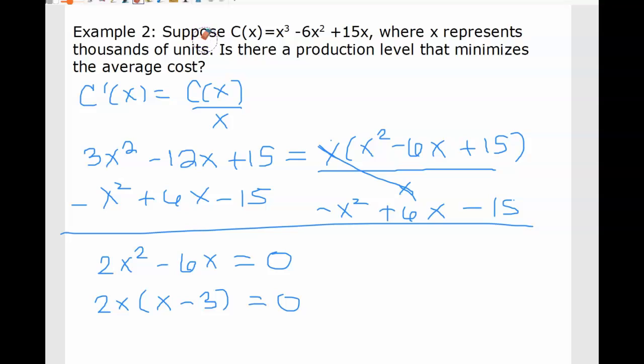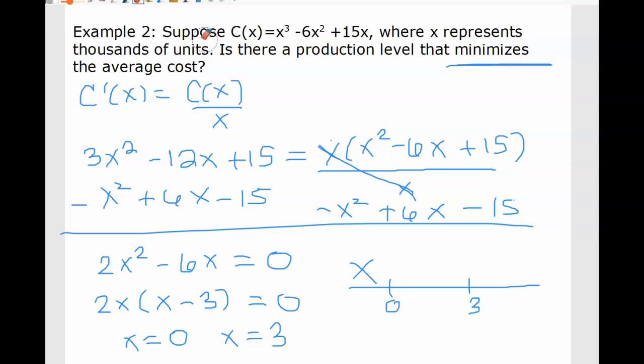Okay, so we get x equals 0 and x equals 3 as my two potentials. Now, since we're trying to minimize, we're going to put those on our number line. We're going to look at 0 and 3. And if we think about the fact that production can't be a negative unit, so x can't be less than 0, I look at values between 0 and 3, maybe 1.